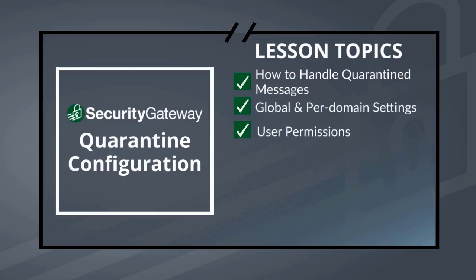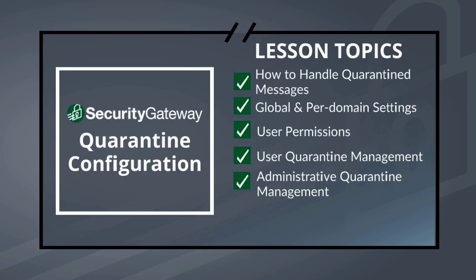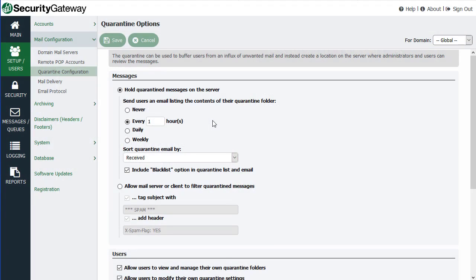User permissions, including whether to allow users to view and manage their own quarantine folders or to allow users to manage their own quarantine settings. We'll show an example of the user quarantine, including the message listing with options to release messages from the quarantine, delete them, or mark them as spam or non-spam. And then we'll discuss the administrative quarantine and the administrative quarantine summary email message that can be sent to administrators at regular intervals. In this lesson, we're going to talk about how to configure the quarantine settings in Security Gateway.